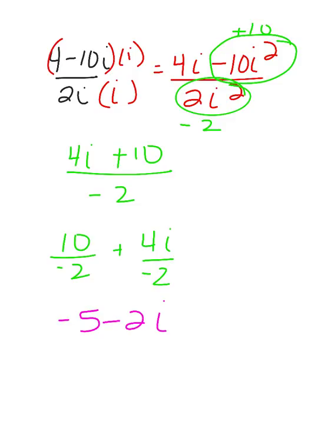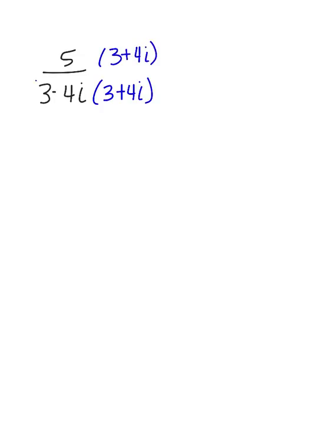Okay, so B is 5 over 3 minus 4i. We multiply by the conjugate since it's a binomial. That would be 3 plus 4i. In the numerator, you have to make sure you distribute. So that's 15 plus 20i.